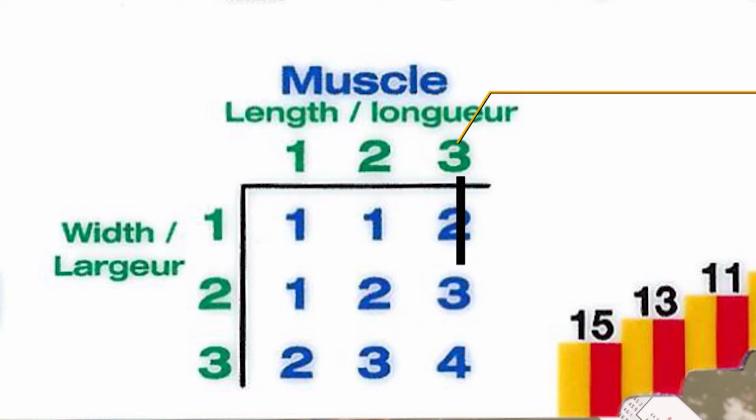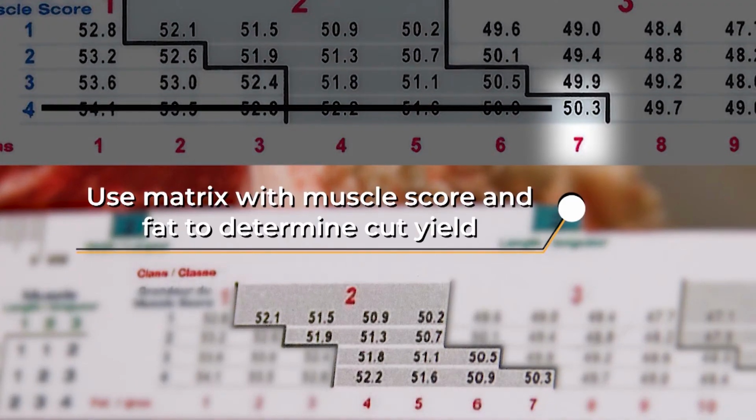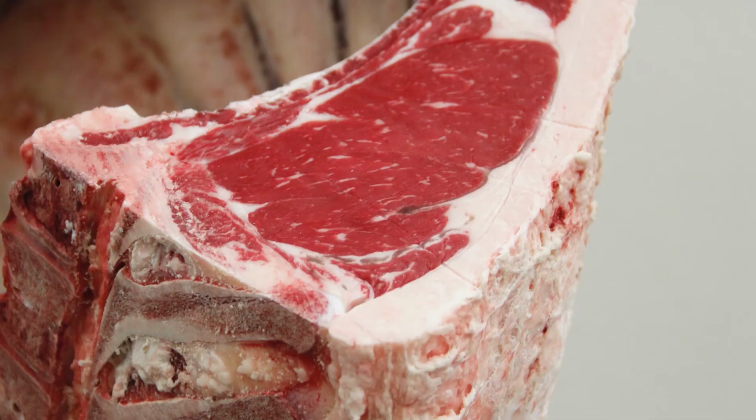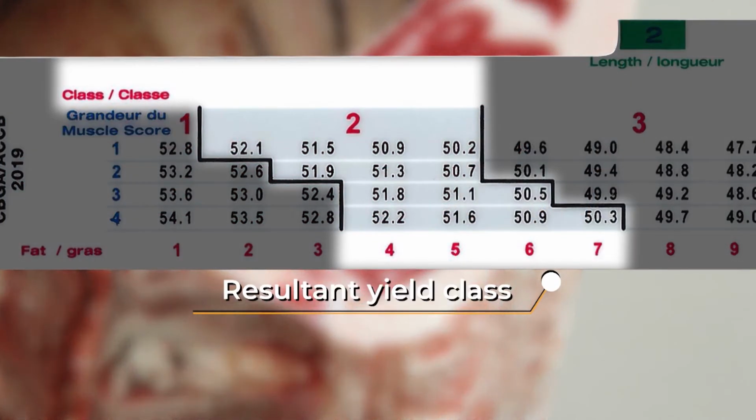In order to determine muscle score, use the intersection of the length and width measurements. Use matrix with muscle score and fat to determine cut yield. Resultant yield class.